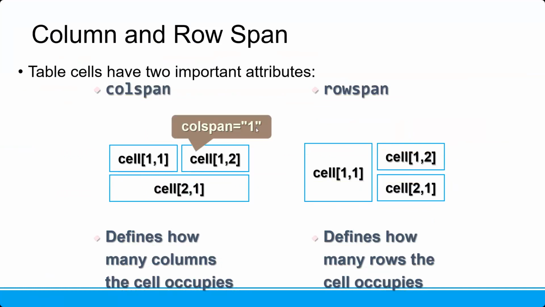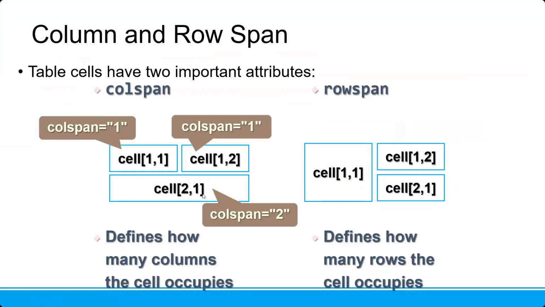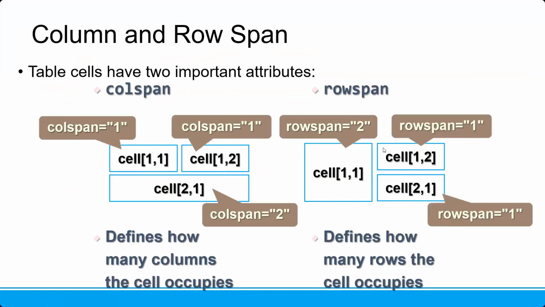Now, we can say this is the column span equals 1. Okay. The column span is 1. And for this one, the column span is 2. It means there are 2 columns and we want to make it as 1. For this one, the row span is 2. So there are 2 rows, but I want to make it as 1. And the row span 1 means the row is 1.